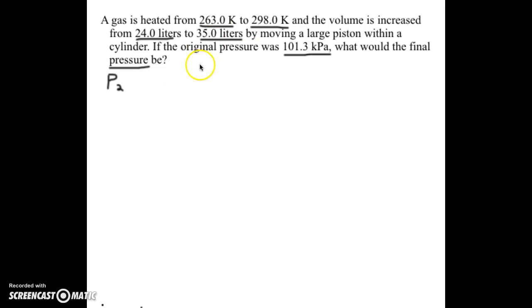So now if you write out the combined gas law, P1 times V1 over T1 equals P2 times V2 over T2. Now we just take the information from the problem and plug it in.